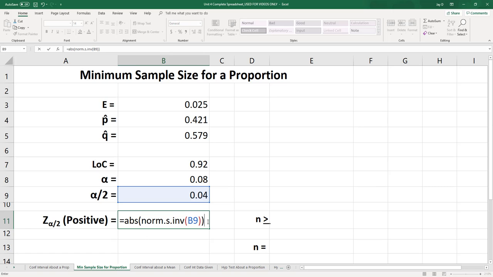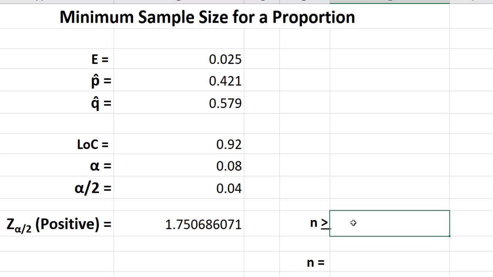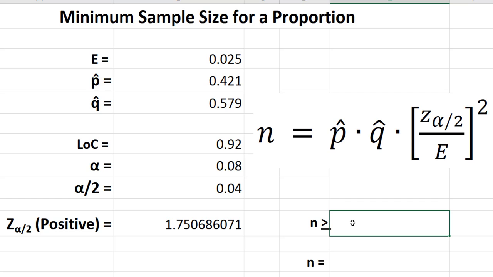And you'll see it's black, just like the one that opened the absolute value function. So make sure you type that in carefully and make sure it looks something like that. And that way we just don't have to do the thing twice, getting the norm.s.inv and then getting the positive result. And we get 1.75068, etc. I rounded this on the problem page to 1.7507.